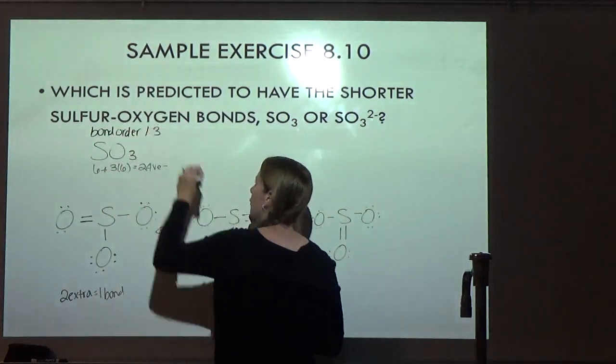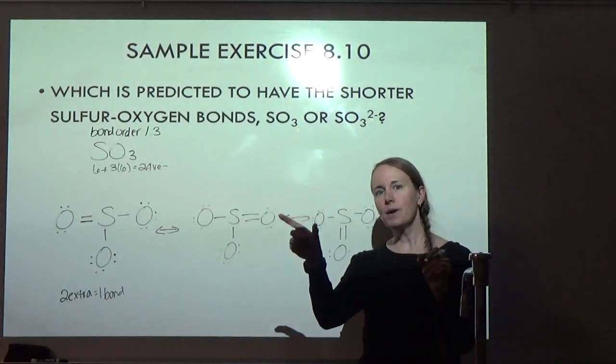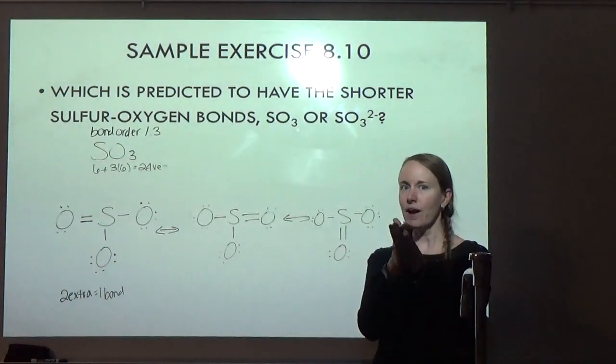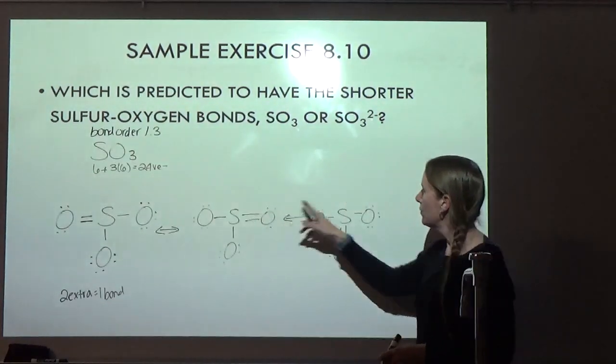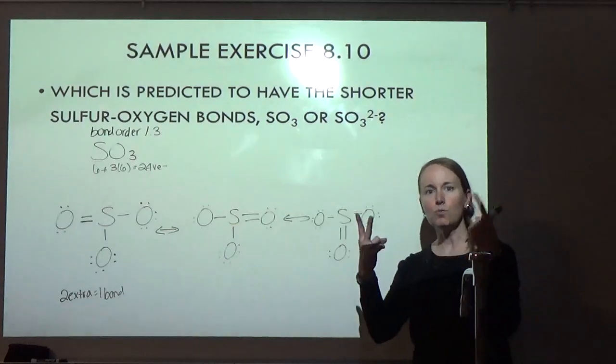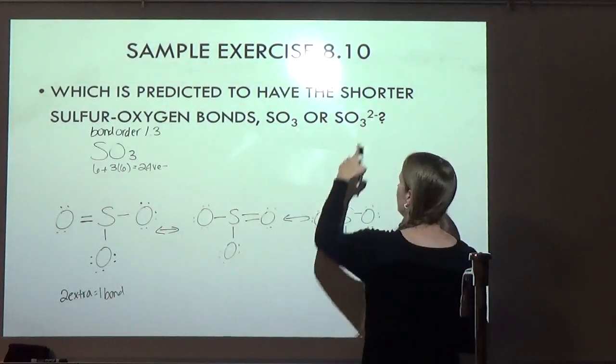Because when you take a single and a double, which would be a 1 bond order and a 2 bond order, you get 1.5 because it's halfway between. But if we have a single, a double, and a single, so like two singles and one double, it's 1.3 bond order. Alright, so now let's look at SO3 negative 2.